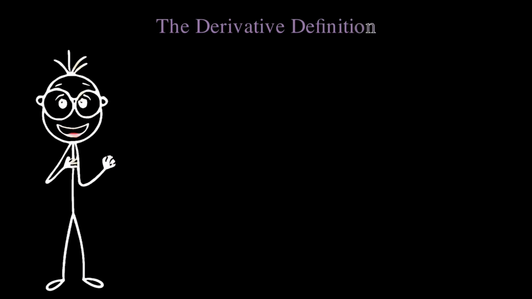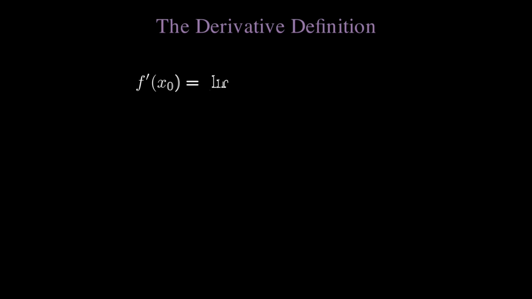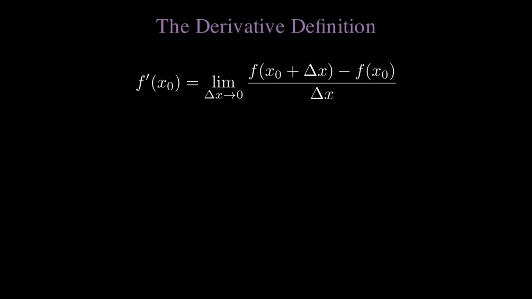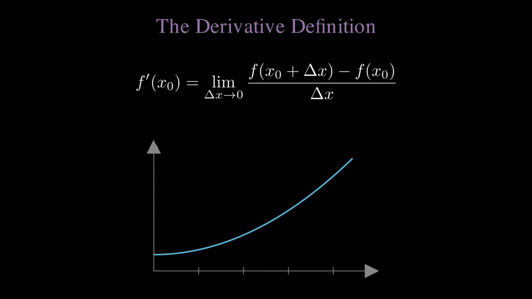Now let's look at the official definition. Don't panic, it's simpler than it looks. The derivative of f at x naught is the limit as delta x approaches 0 of f of x naught plus delta x minus f of x naught, all divided by delta x. What does that really mean? We take 2 points very, very close together on the graph, find the average rate of change, the slope of the secant line, then make those 2 points so close they basically become 1, and that slope becomes the instantaneous slope. That's your derivative.